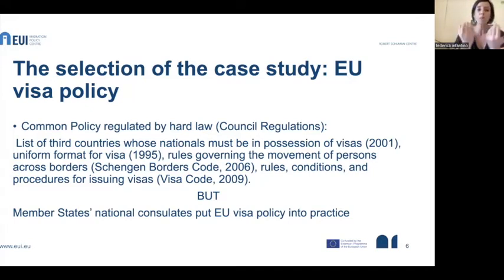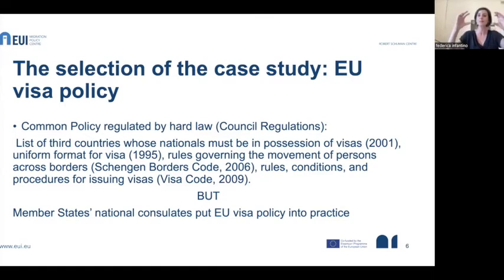And so there is a common policy. This policy is common because it's regulated by European law. So it's a European law, no nation states law. And this law is hard law. So again, for those who are not familiar with European context, it's important to know that hard law means that it's legally binding and self-executing law. And these are council regulations. And there are a series of laws. So the list of countries whose nationals must be in possession of a visa, the uniform format for visa, the rules governing the movement of persons across borders, and also the rules, conditions, and procedures for issuing visas.